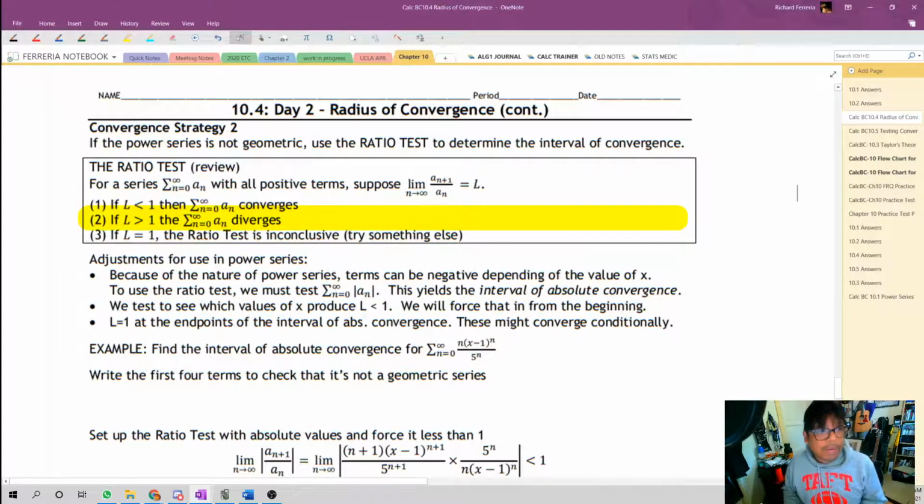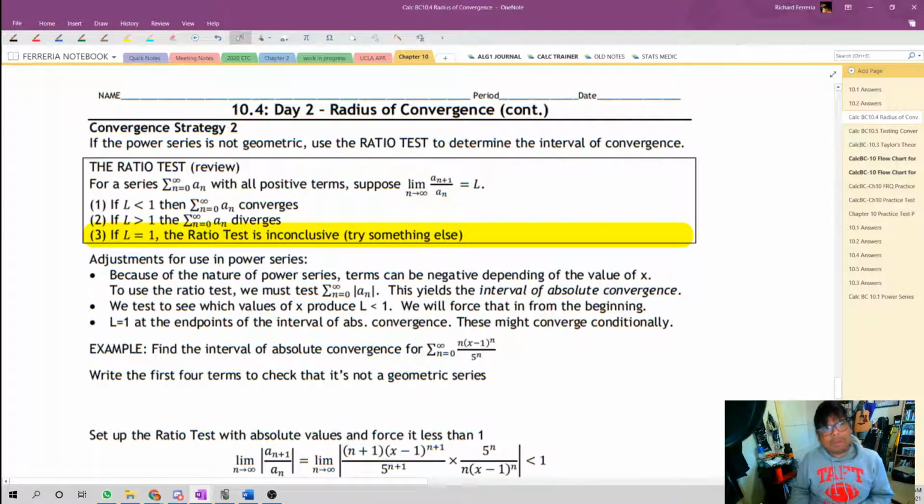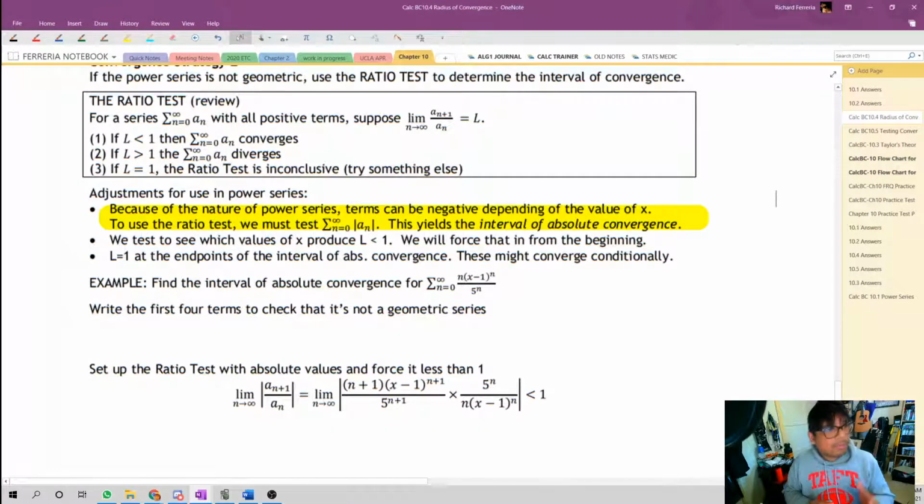If the limit is greater than 1, then the series diverges. And if the limit is exactly equal to 1, then the ratio test is inconclusive. So here are some adjustments we're going to make for power series, because last lesson we only used the ratio test for series that were not power series.